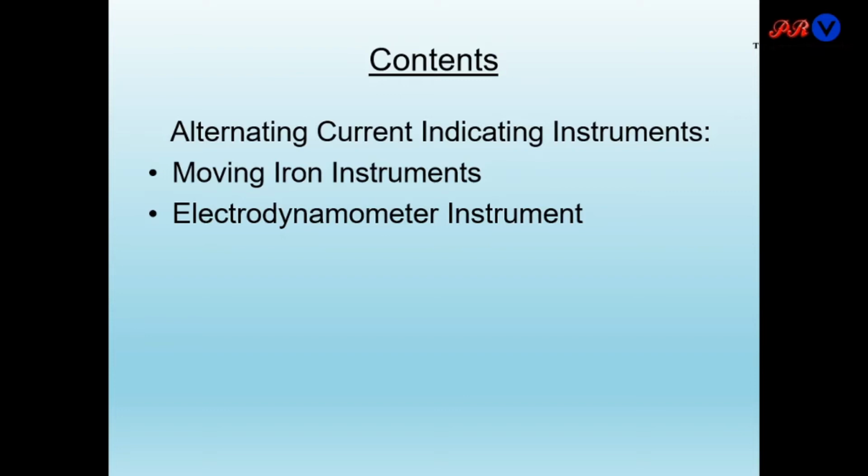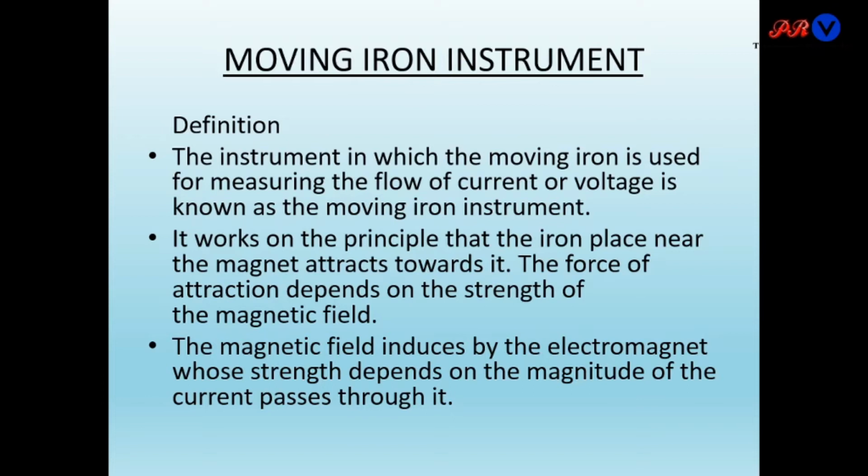So in this lecture we will study a very important topic, that is alternating current indicating instruments. We will study two types of alternating current indicating instruments. The first is moving iron instruments and the second is the electrodynamometer instrument. So firstly we will study moving iron instrument.